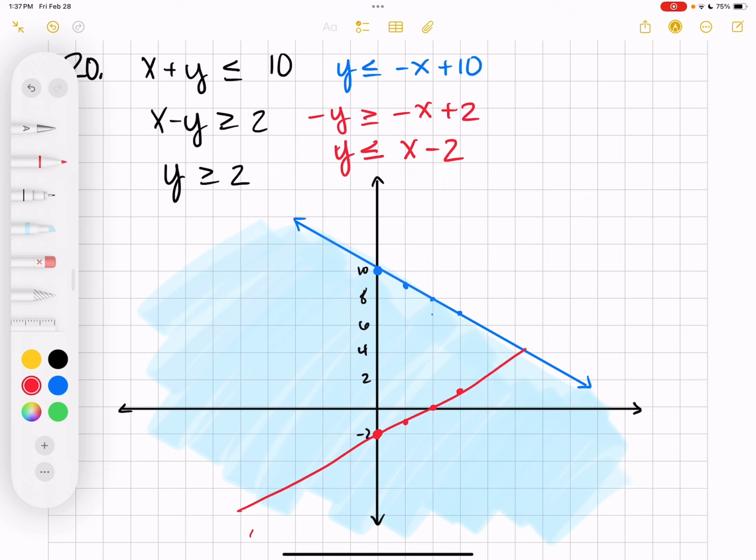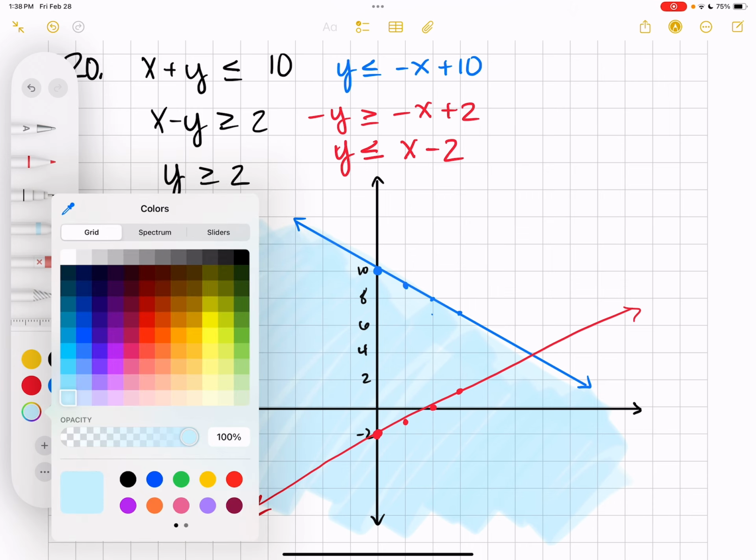So what is happening? I'm just gonna do that. It's just not gonna be straight. It's close enough. All right, which direction is this one shading? Below. Below, so it's down here.